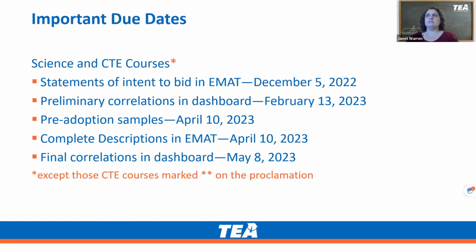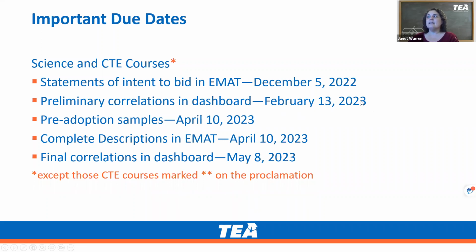Okay, we're going to talk about some important due dates, and I have these broken up into 2 different timelines. So for science courses and then the CTE courses, except those that are marked with the double asterisks on the proclamation, you will have these deadlines. Everyone has the statement of intent to bid deadline on December the 5th. And then preliminary correlations in the dashboard by February 13th.